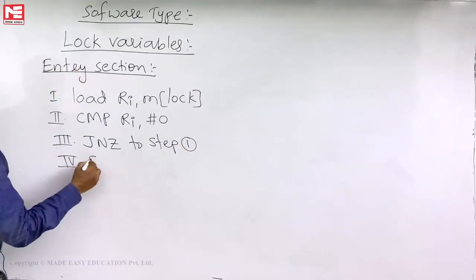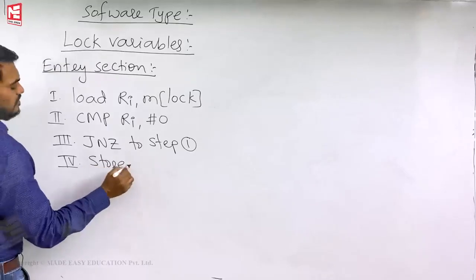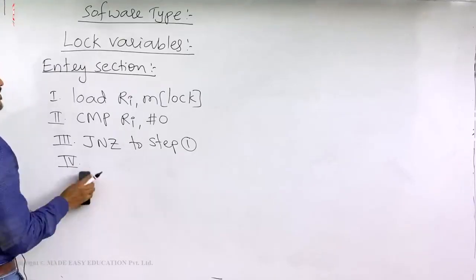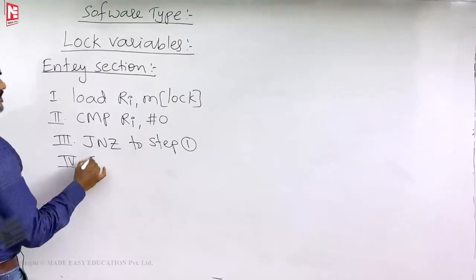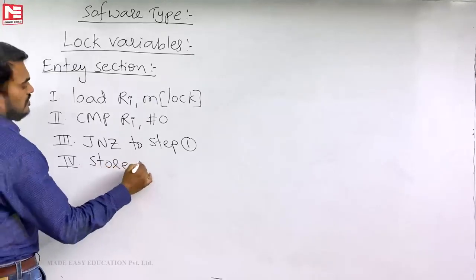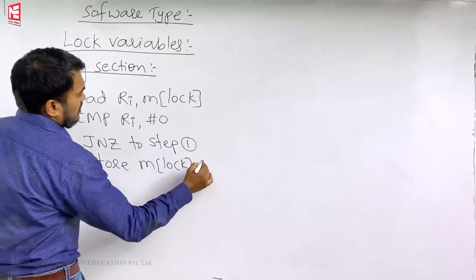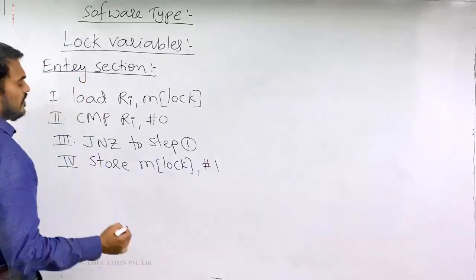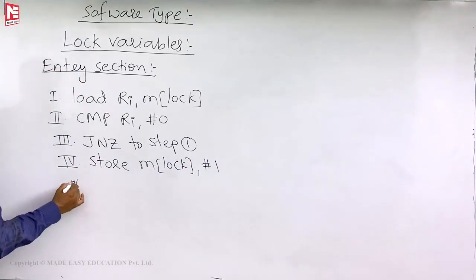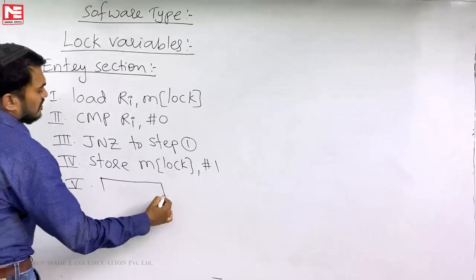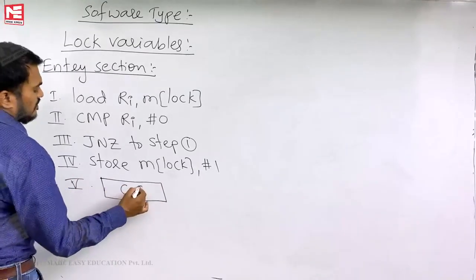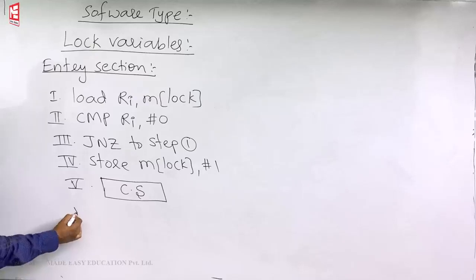And the next, the fourth instruction: store the value of 1 into lock. And the next step is the critical section.